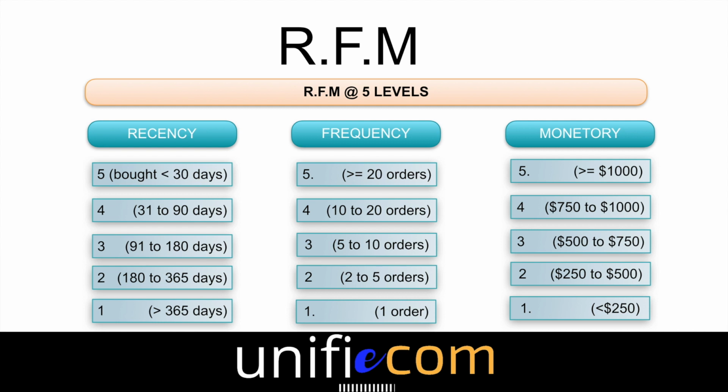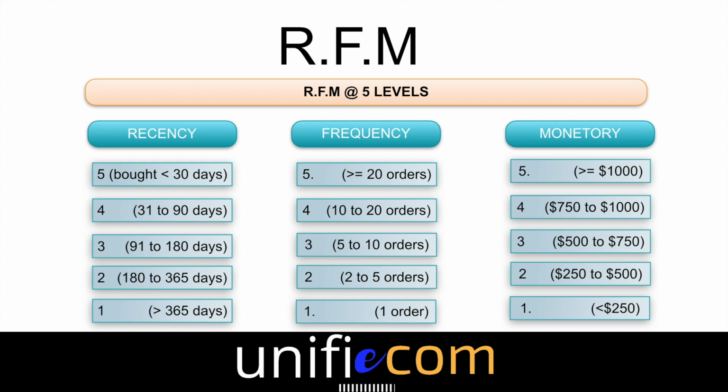If someone has bought between 31 to 90 days, I'm going to categorize that as number 4. If someone has bought between 90 to 180 days, it is 3. So you can create your own categories there. Similarly for frequency, if they have bought more than 20, they are 5. So basically 5 means they are the fantastic customer.